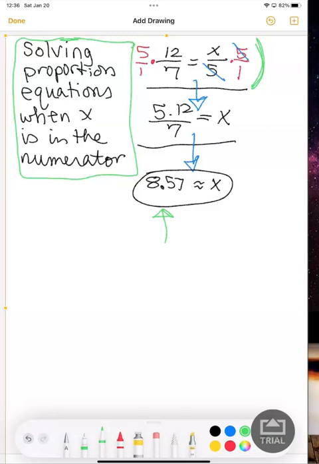So to recap, solving proportions when x is in the numerator, I've set it up. You undo what's being done to x, and then isolate the x.